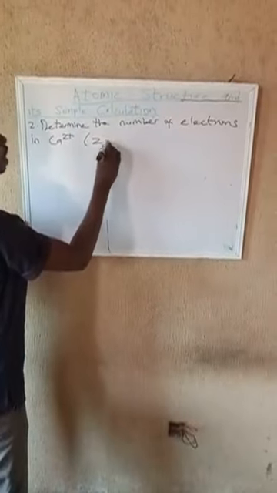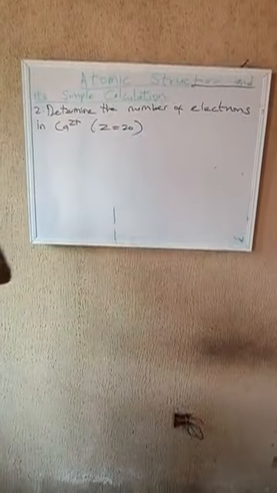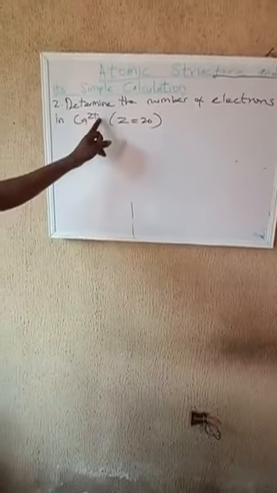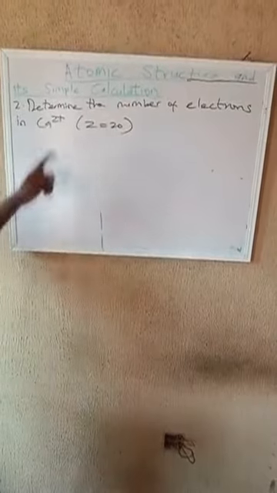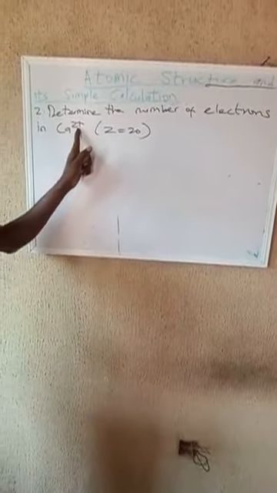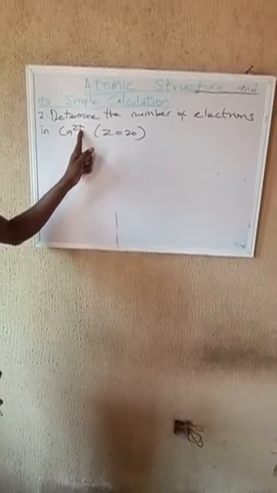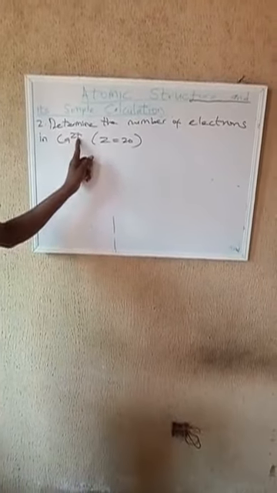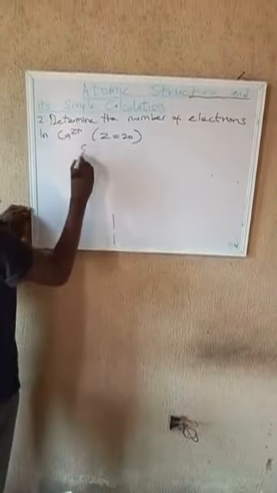So the atomic number is 20. If it's a neutral atom, the electron also should be 20. But it's not a neutral atom. It is positively charged. And positively charged is cations. I told you in mathematics, plus means gain. But in chemistry, plus means a loss. That means this cation has lost 2 electrons.